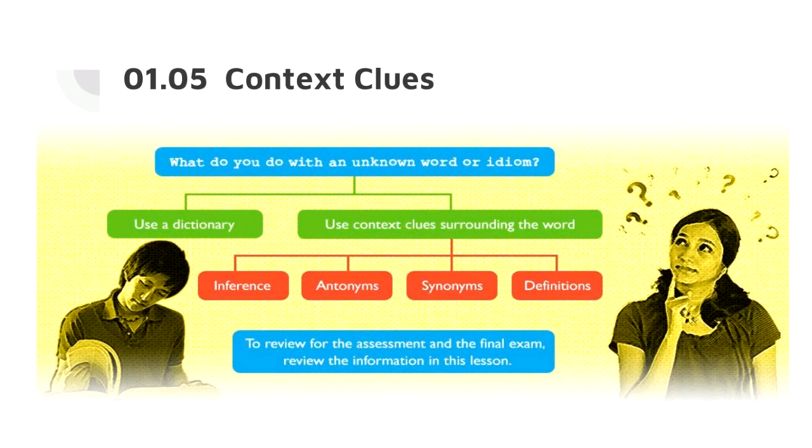So what do you do with an unknown word or idiom? You can use the dictionary, or you can use context clues that surround the word. So if you use context clues to surround the word to help you figure out the unknown meaning of a word or idiom, you can use inference, antonyms, synonyms, and definitions. To review for the assessment in the final exam, review the information in this lesson.